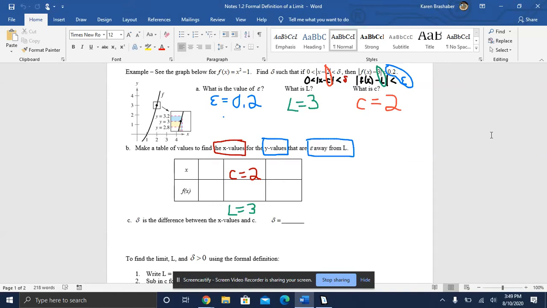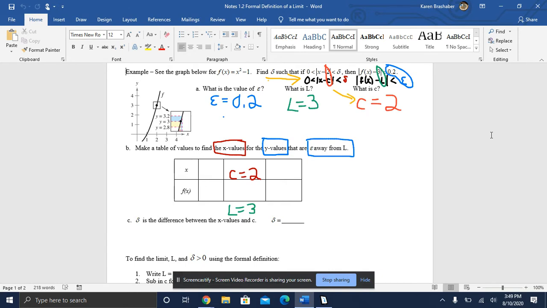Right, so I want to go over one more time where I got those values for epsilon and L and C. So I rewrote the definition of the limit right here. And so in the definition, it says 0 is less than the absolute value of x minus c. So the 2 is in the place of where the c is. And then that's less than delta.